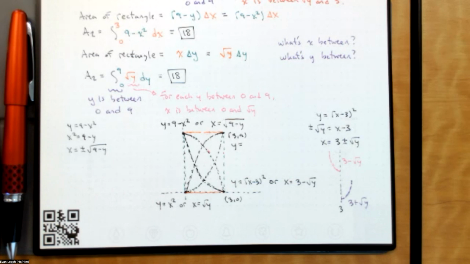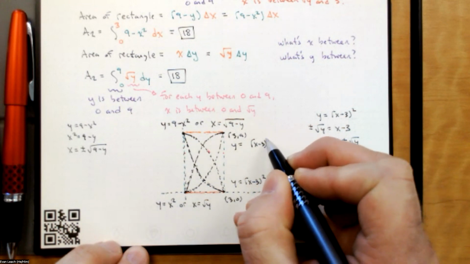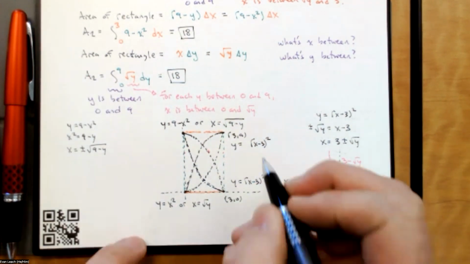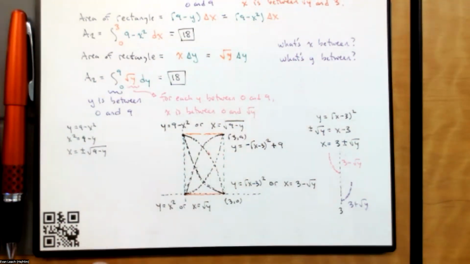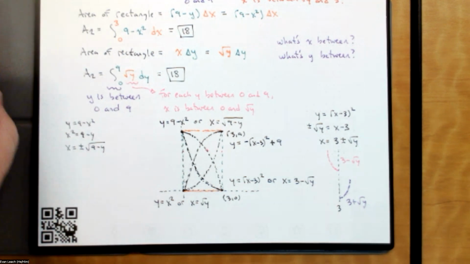Or better yet, I shifted it over 3. That shifts it over 3. Then I flipped it to face downward. And then we moved the vertex up to 9. A similar thing is going to happen when we flip this around for the x coordinates.